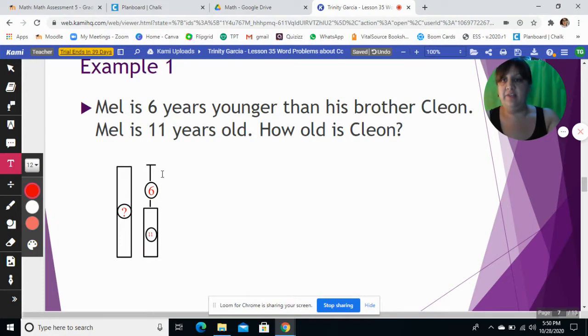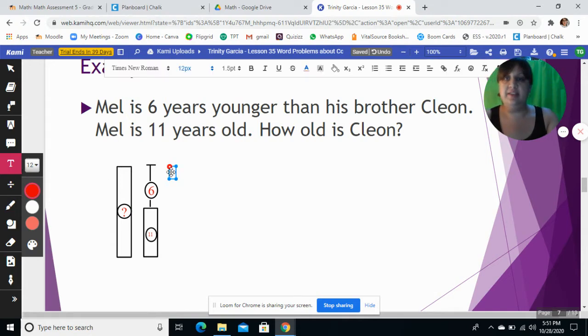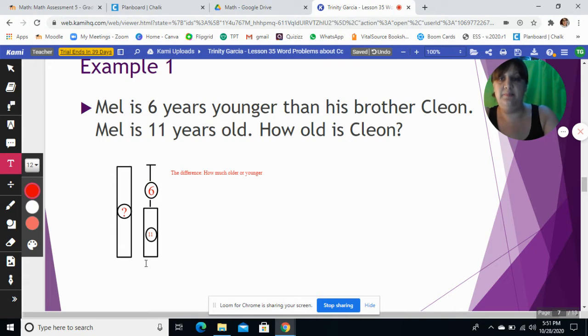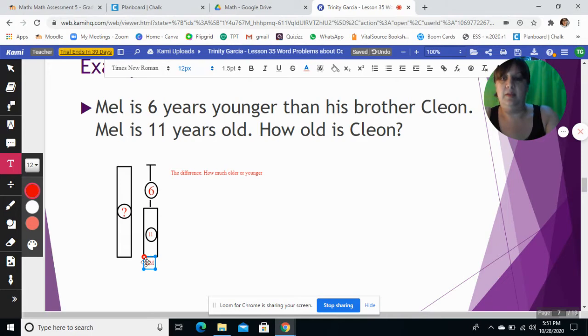Now the difference is how much older or younger they are, right? That's what we know. The difference is 6. So we're going to type over here and say the difference, how much older or younger. And we know that this one down here is Mel, but we'll put his name just in case we don't forget.